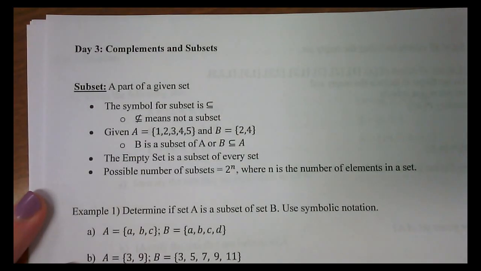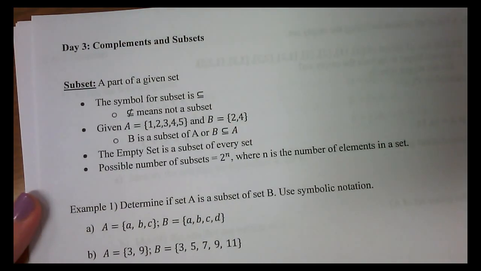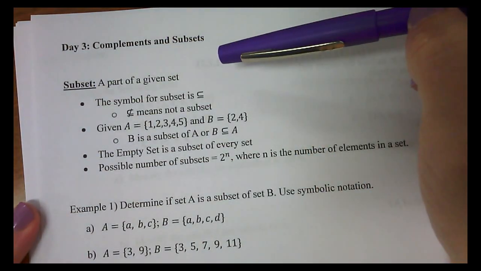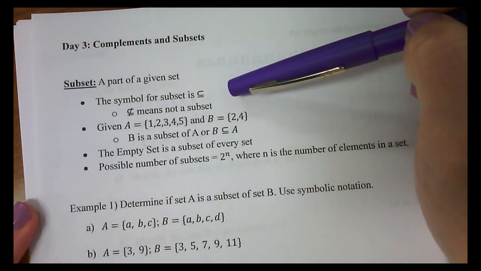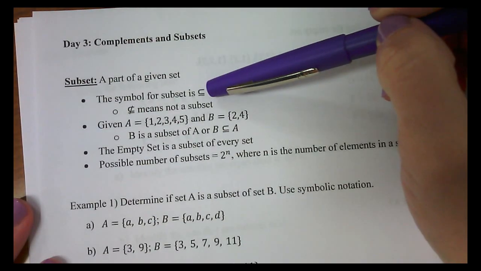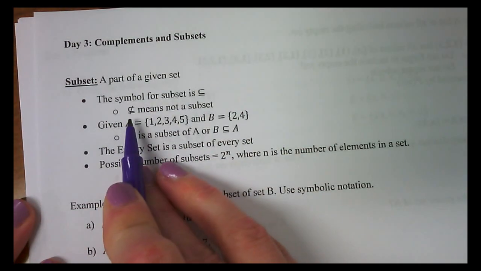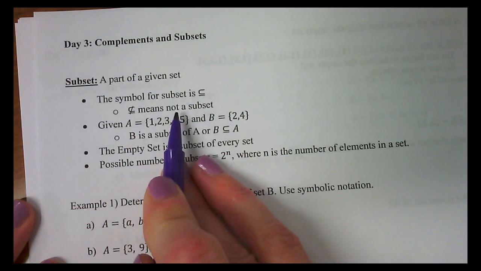All right, we are on day 3. We have some important vocabulary again. We're going to talk about the word subset. A subset is a part of a set. There's some different symbols that we can use. It looks like a little squished C with an underline. Okay, that's the symbol for subset. If there's a slash through it, it means it's not a subset.